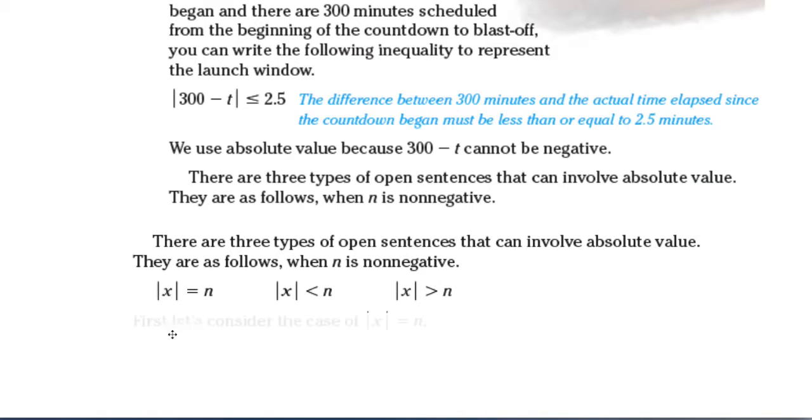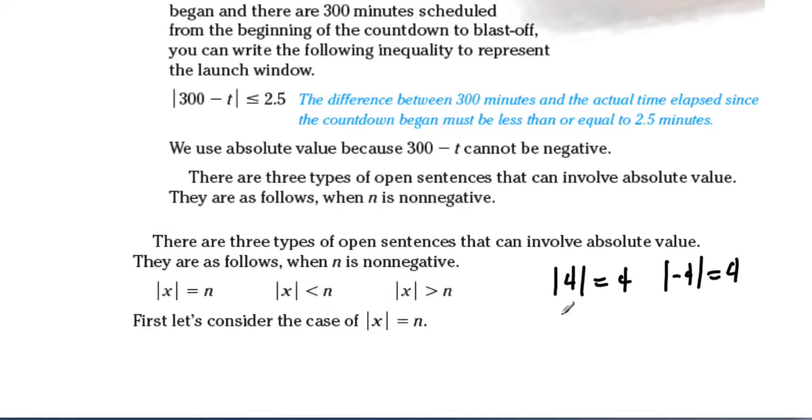So let's first consider the first one. The absolute value of x is equal to n. Remember the meaning of absolute value from the early part. The absolute value of a number is the distance of a number from 0. So remember when we talked about the absolute value of 4, absolute value of 4 is 4. Absolute value of negative 4 is 4 because that is a distance from 0. So the number 4 and negative 4 are each 4 units from 0.